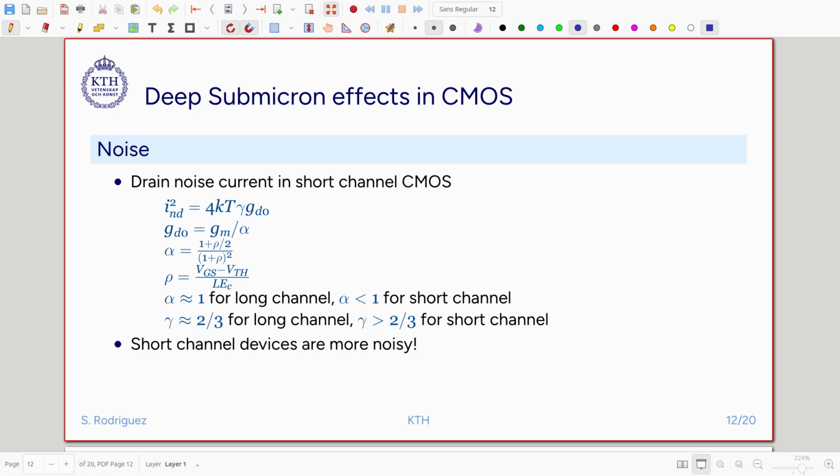Another effect of deep submicron in CMOS devices is that the noise is also worsened. We will have a separate lecture on noise, but we can anticipate that when we have a transistor biased at a particular biasing point, operating point, there will be some noise current flowing from the drain to the source.